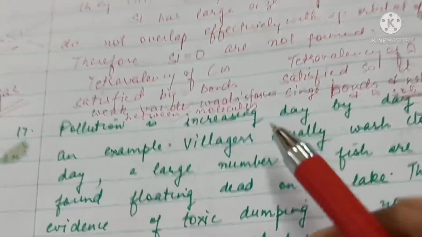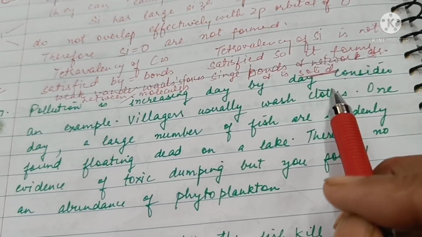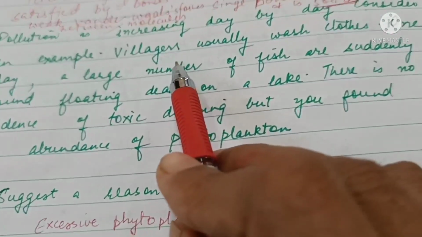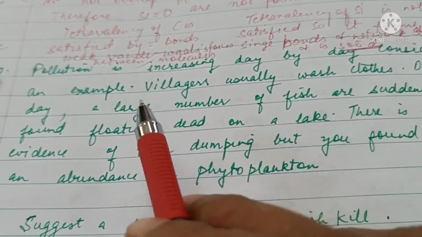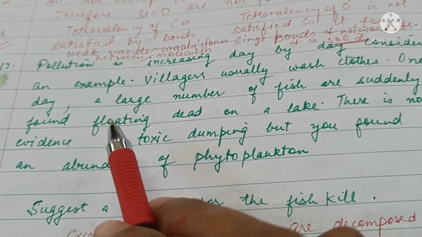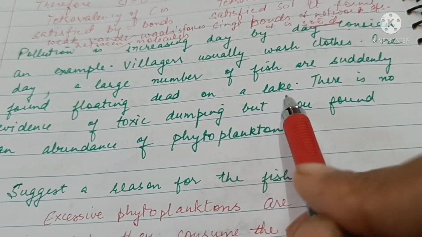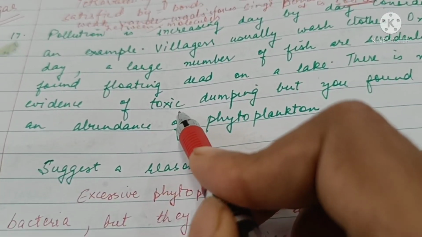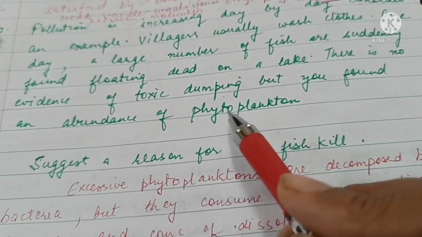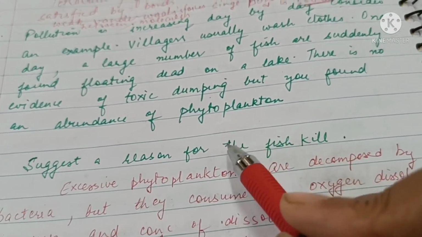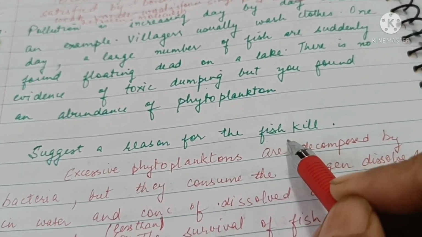Next question. Pollution is increasing day by day. Consider an example. Villagers usually wash clothes near a stream. One day, a large number of fish are suddenly found floating dead on the lake. There is no evidence of toxic dumping, but you find an abundance of phytoplankton. Suggest a reason for the fish kill.